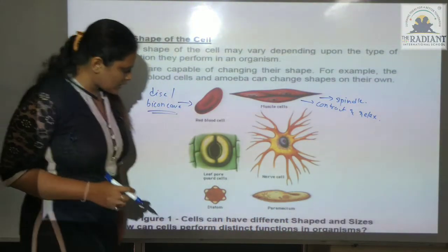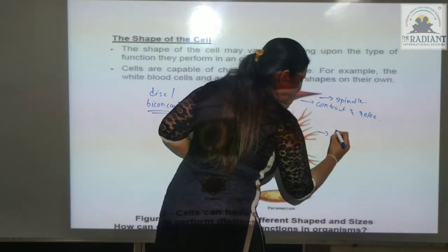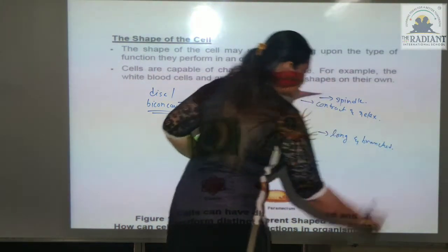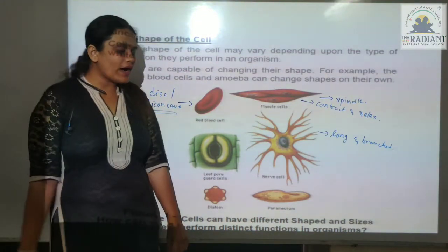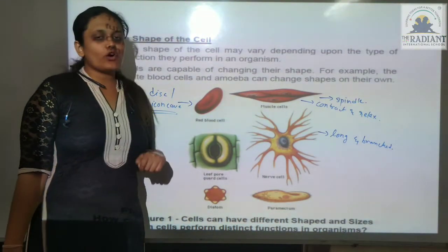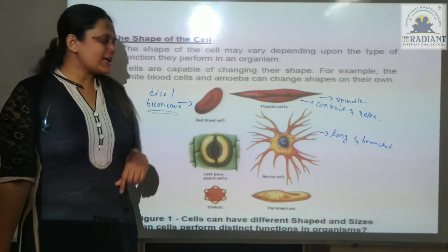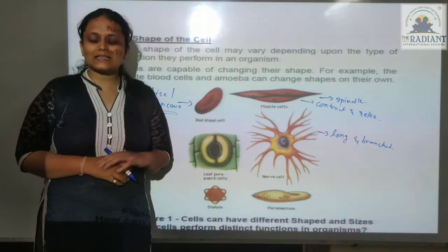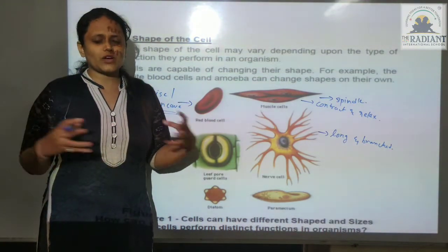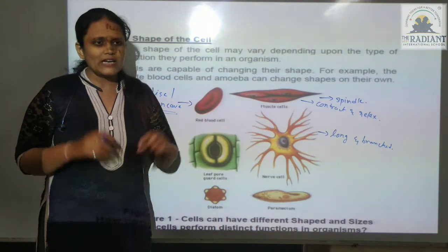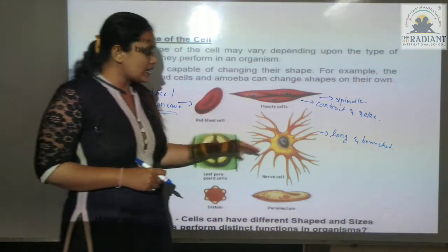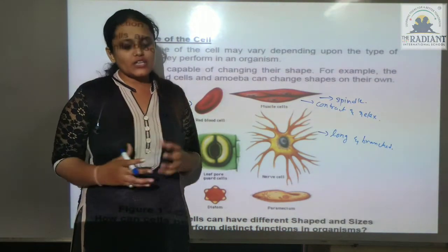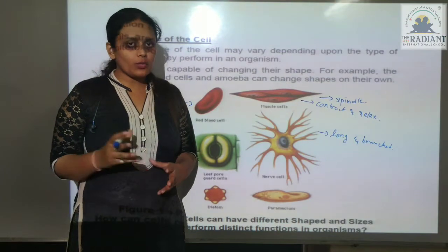Next we can see the nerve cell over here. Nerve cells are long and branched cells. These long and branched cells are required in our system for easy transmission of messages. We have the brain to control all the functions of our body, and these nerve cells are assigned the task to reach each and every part of the body so that they can transmit messages very efficiently and quickly, in a very short period of time, so that our brain can work very well.